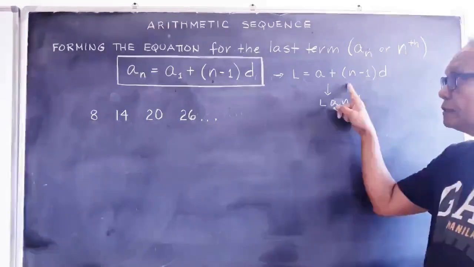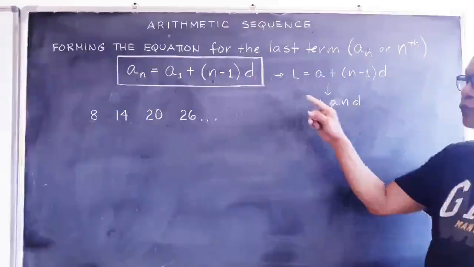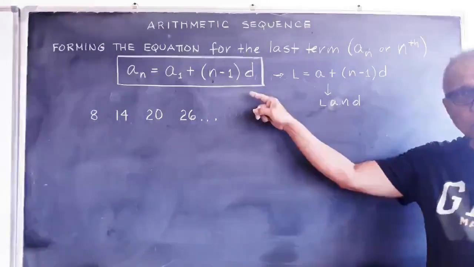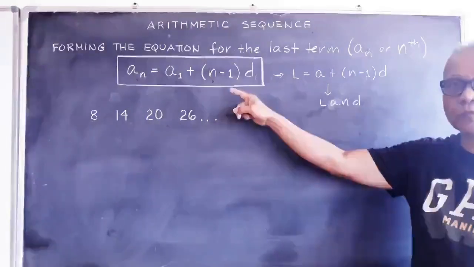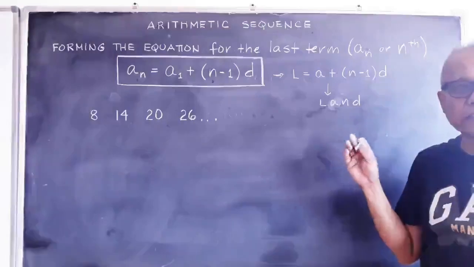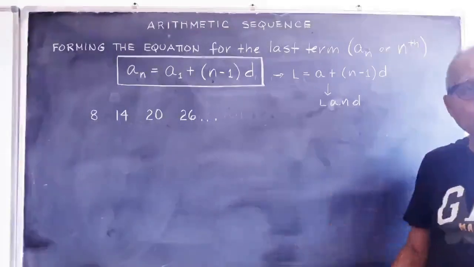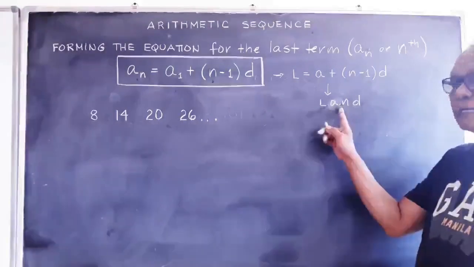You can use this one or you can use that one. So if it is easy for you to use that one because you are using that one in your class, then you use that one. You stick with that formula or equation. Okay? So this is only a tip for you. If you want to remember the formula for the last term, you may use the l sub n.